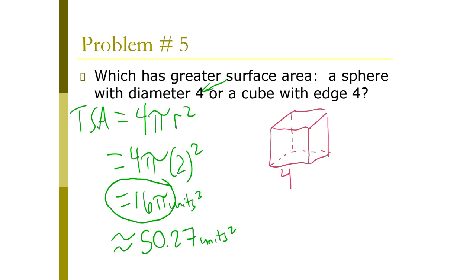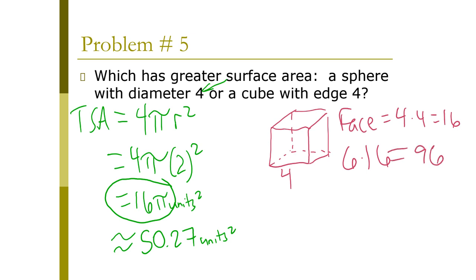One side, one face, is going to be 16, right? And there's 6 of those. So 6 times 16. What do we get there? I think it's 96, perhaps? I believe. Yay, 96. Just had to double check it. Well, this is clearly larger than that one. So, greater surface area: cube.